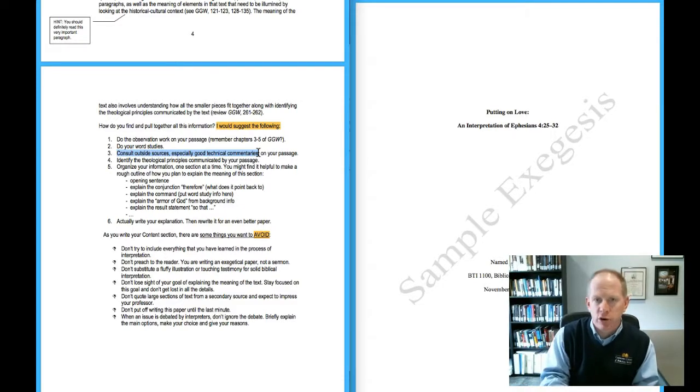Don't you tell me what the word means, because you are not the PhD scholar on Greek language, and you're not the PhD scholar in the study of Ephesus. So don't tell me what you think you know. Make sure you cite it. Make sure you support it. Make sure you show the work. Show the research. You also are going to want to identify the theological principles communicated by your passage. You want to organize this roughly one section at a time.